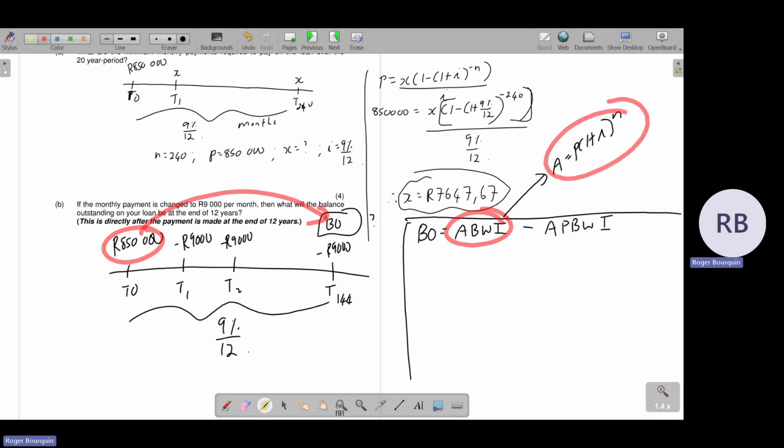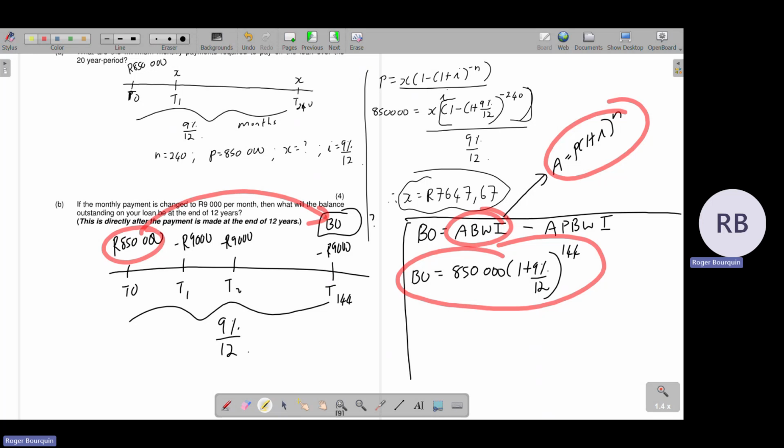That's the amount borrowed with interest. So in this case, it's going to be 850,000, which is your present value, times 1 plus 9% over 12 to the 144. So it's in there for 144 months. So that's your amount borrowed with interest.